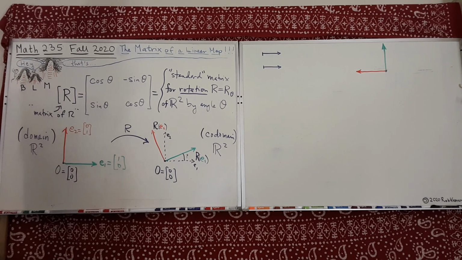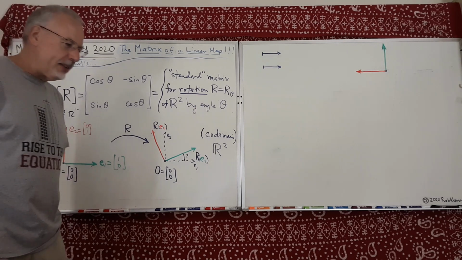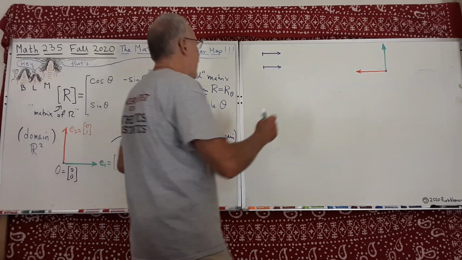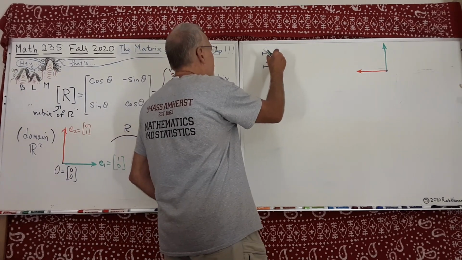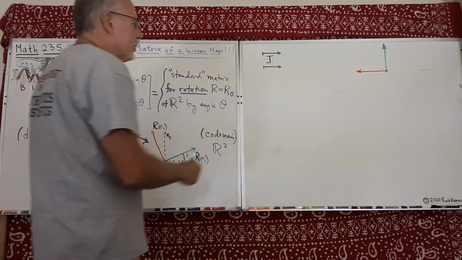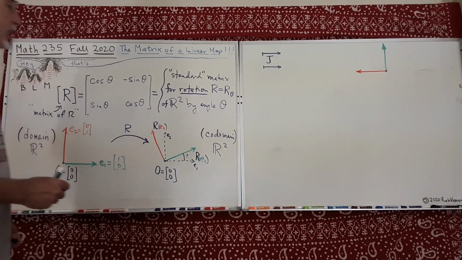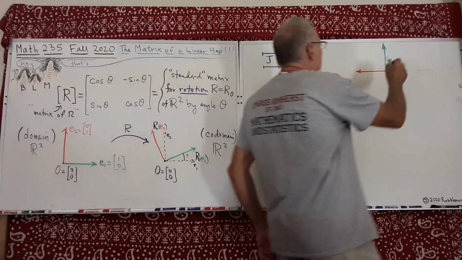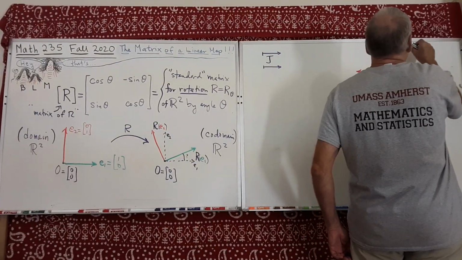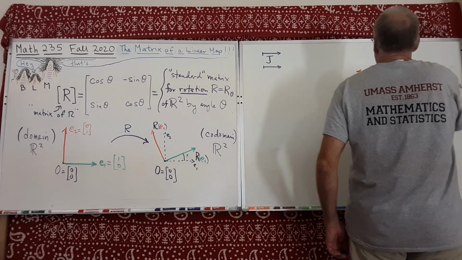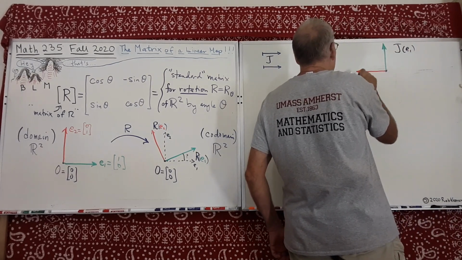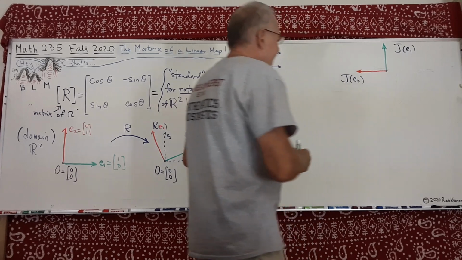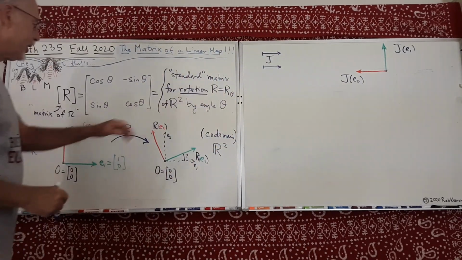Okay, let's look at a special case. This is actually in honor of John. In fact, in honor of John, I'm going to call this special case J, this linear map. And here's a picture of what J does. So this is J applied to E1 and J applied to E2.